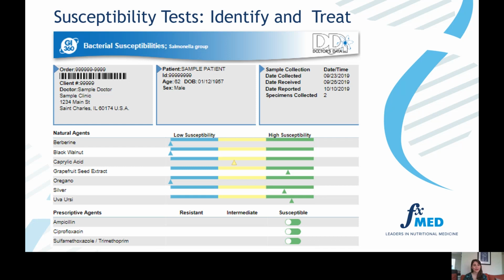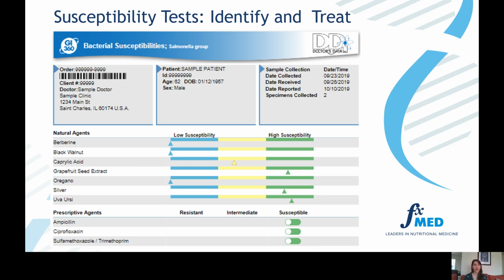testing and treating and supporting, because we know now that maybe in salmonella generally, we might use something like berberine or we might use something like oregano, but that isn't going to work for this particular person's salmonella. But we can see that grapefruit seed extract was very successful in supporting the reduction in those organisms, as well as silver and uva ursi.